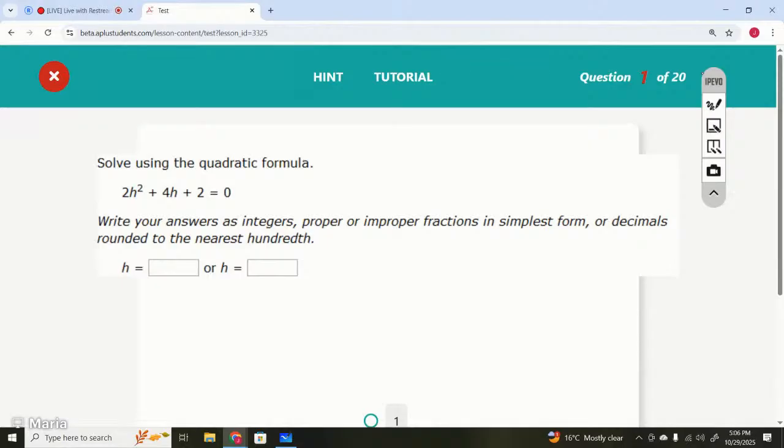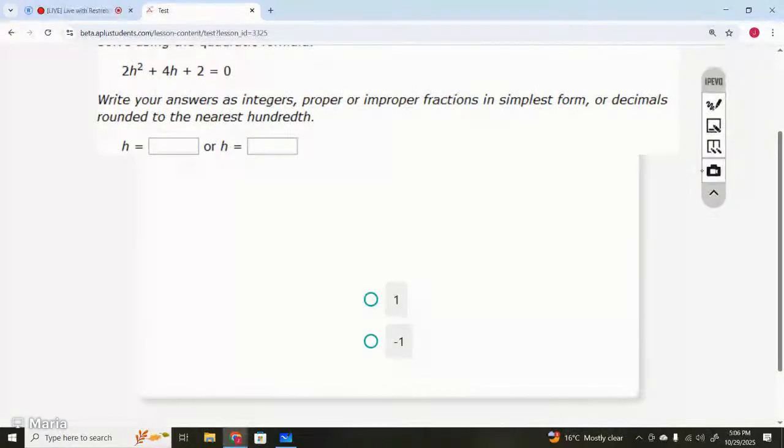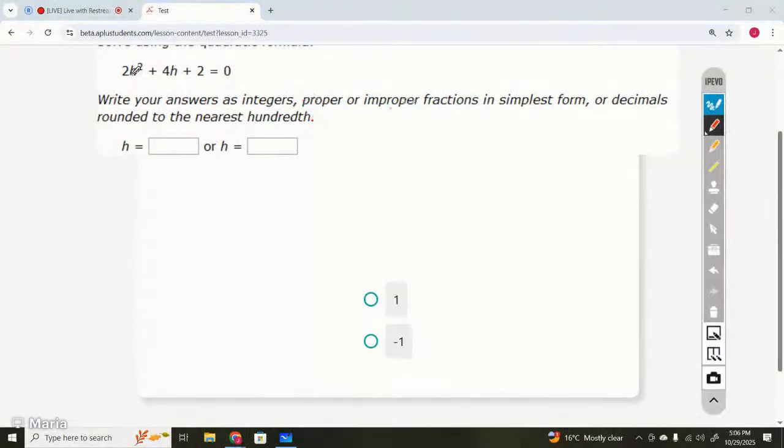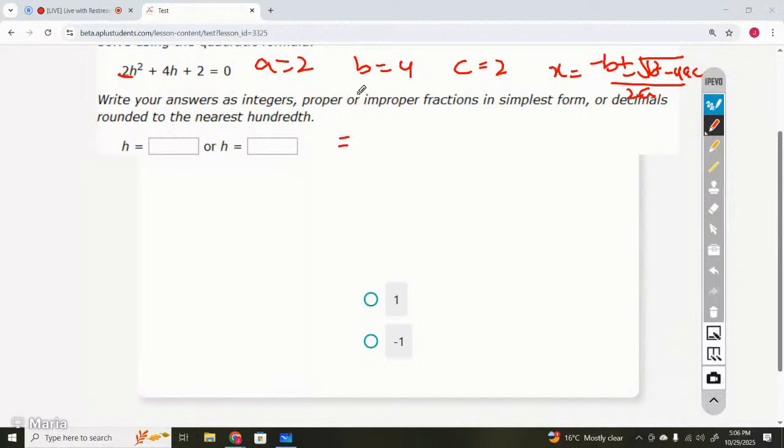Okay, 2h square plus 4h plus 2 equals 0. So we need to evaluate the quadratic equation using the quadratic formula. So in this equation, we are given a equals 2, b equals 4, and c equals 2. The quadratic formula is x equals negative b plus minus square root b square minus 4ac divided by 2a. Now I'm going to put in the values and do the calculations, right?